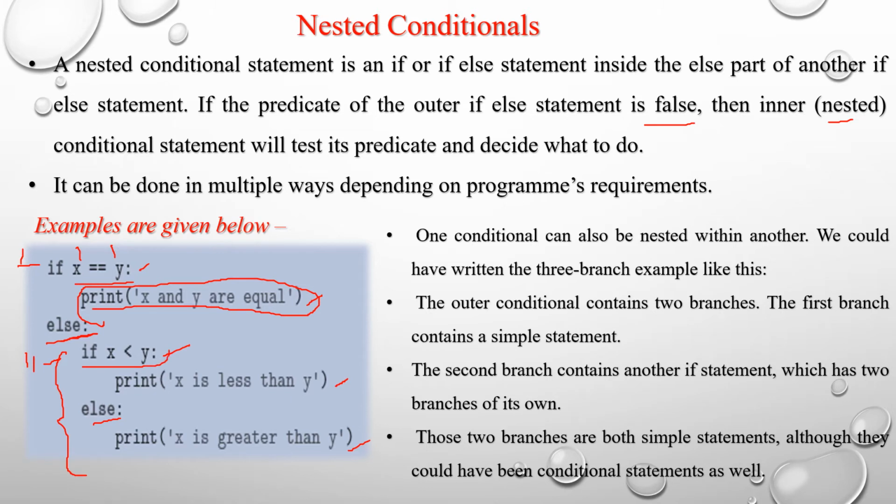So this is the second branch, it contains two statements. Those two branches are both simple statements, although they could have been conditional statements as well. So this is the one condition, it contains only one statement. This is the inner conditional statement. It consists of two branches, two statements. This is the first statement and this is the other statement.